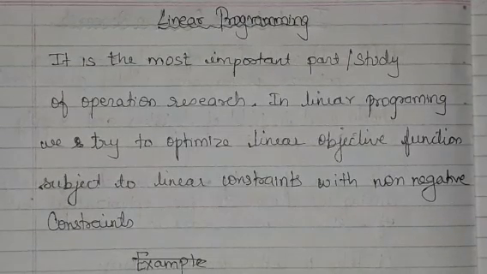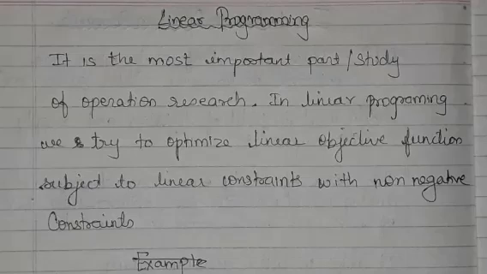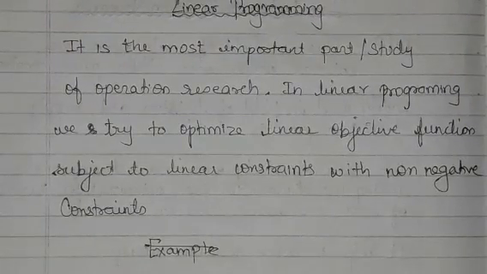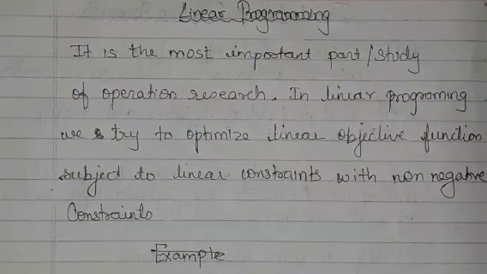So we'll be starting with first module in operation research, that is linear programming, and it is the most important part of operation research. When you see, there are many tools used in operation research to solve variety of problems. So linear programming is the most important or basic tool which is used to solve any problem.